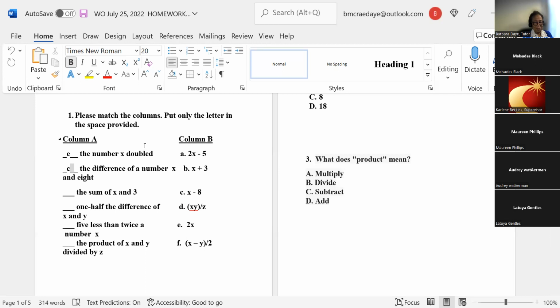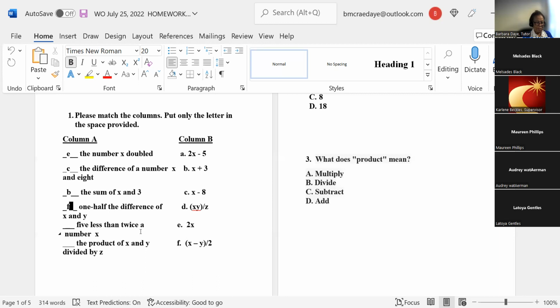Keep going, Latoya. The sum of X and 3. Sum means to add. So the answer is D. Everybody keeping up? Okay. And it said 1/2 the difference of X and Y. So the answer is F. You're going to put it in parentheses, X minus Y, divided by 2. That's taking 1/2. You follow?